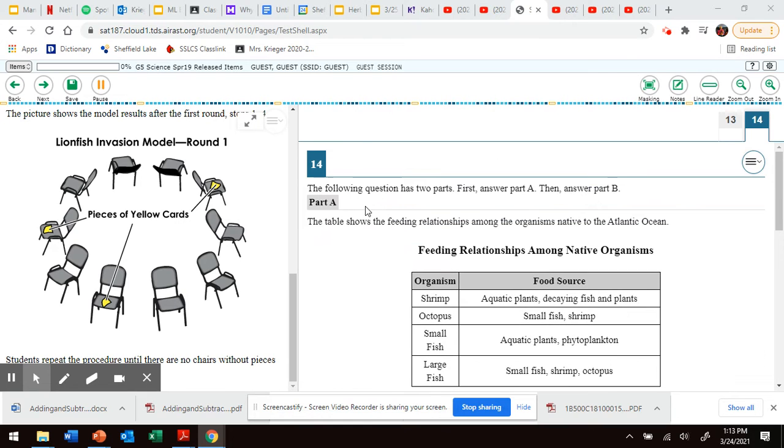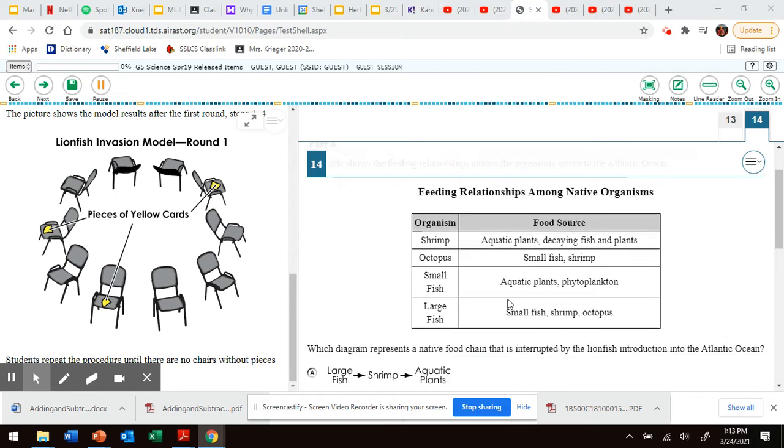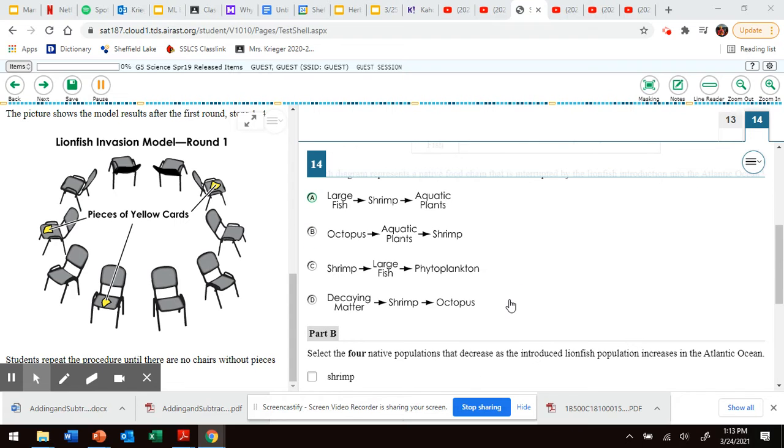So the table below is showing the feeding relationships among the organisms native to our Atlantic Ocean. You have an organism, the shrimp. Its source of food is plants, decaying fish and plants. Octopus eats small fish and shrimp. Small fish eat aquatic plants and phytoplankton. Large fish eat small fish, shrimp, and octopus. This is a two-part question, ladies and gents.